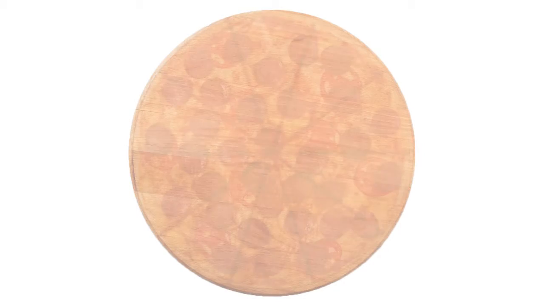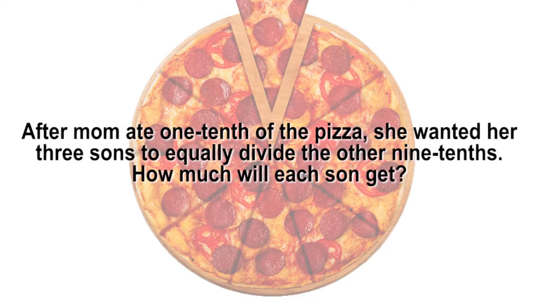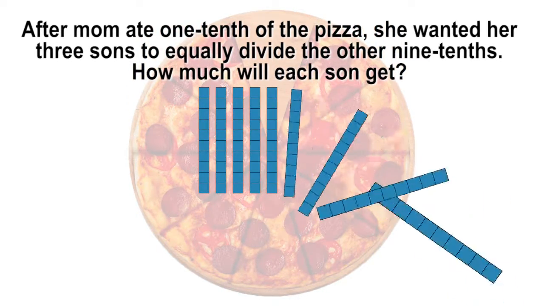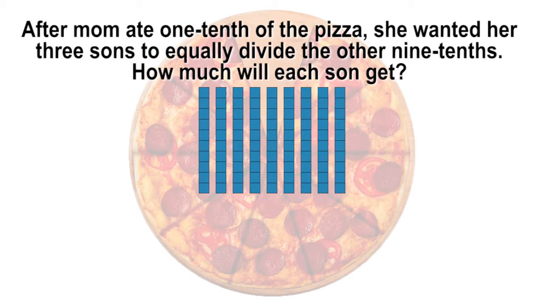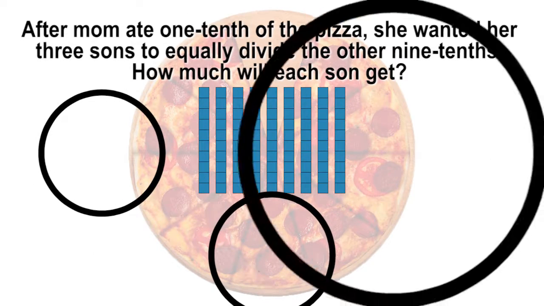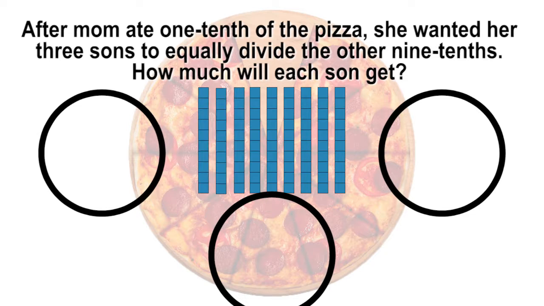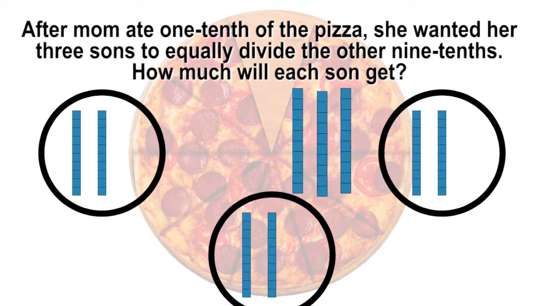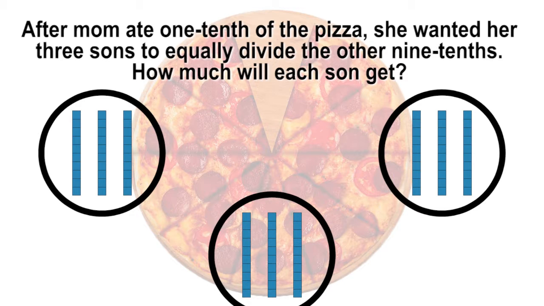Let's begin with this situation. After Mom ate 1/10 of the pizza, she wanted her 3 sons to equally divide the other 9/10. How much will each son get? In this situation, we will use 9 base 10 blocks to represent the 9/10 of the pizza the boys will be sharing. Since there are 3 boys, we will divide these blocks into 3 separate groups. Let's begin by giving each boy 1/10, then continue until we've partitioned all 9 of the 1/10 blocks.